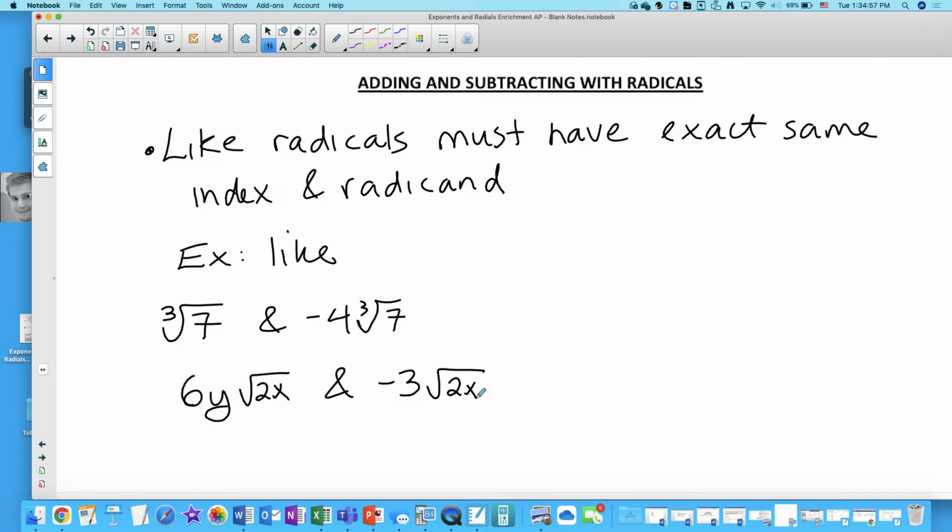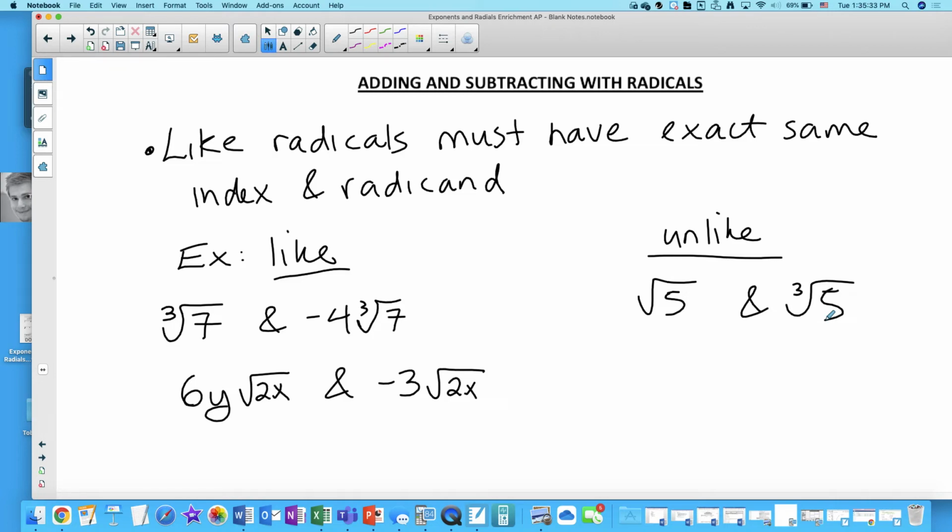Unlike radicals would be something like this. The biggest mistake that people make, honestly, is something like the square root of 5 and the cube root of 5. A lot of people, and I do this too, work really quickly. And when you work quickly, you start to pay less attention to detail. This is one of those little details that you might miss, right?